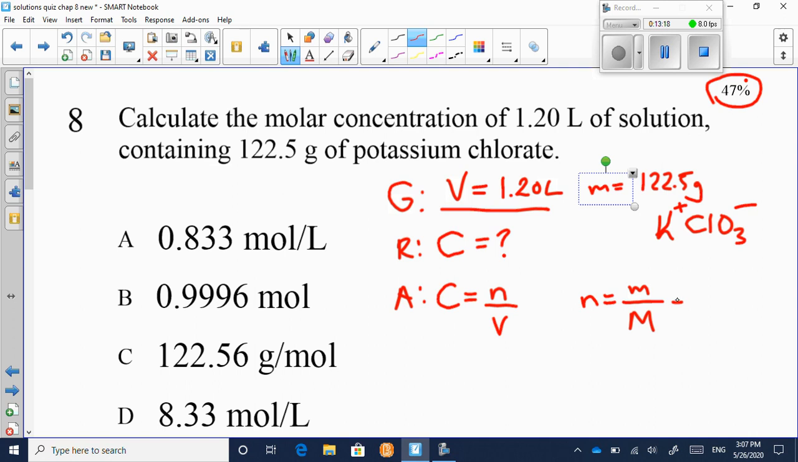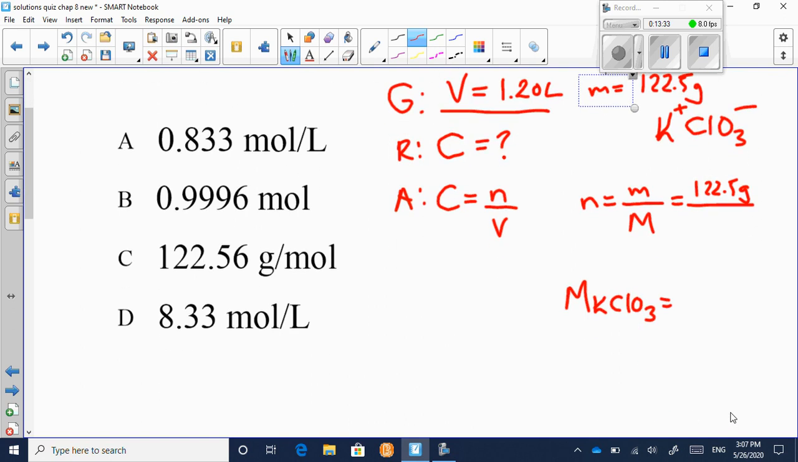Okay, so I've got the sample mass of 122.5 grams. And now I'm going to have to go to my periodic table and look up the molar mass of KClO3. Well, here we go. The molar mass of potassium is 39.1 plus chlorine is 35.45 plus 3 times 16. So let's do that. 39.1 plus 35.45 plus 3 times 16.